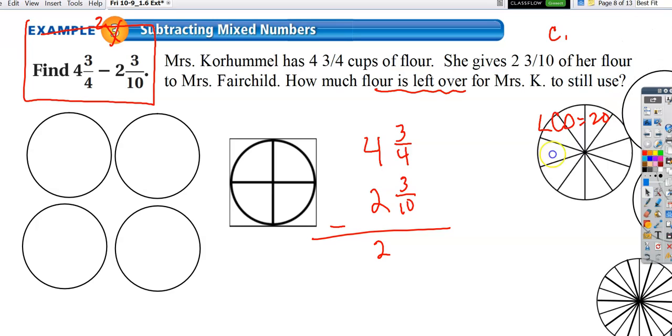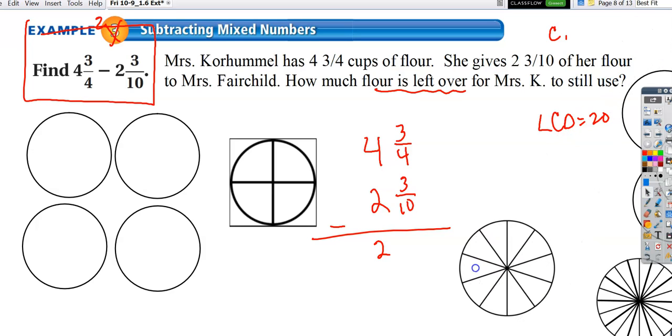And then I want you to see that these are tenths. So I'm trying to figure out what tenths is when I make it into 20ths. But first I'm going to highlight everything. So I'm going to highlight the 3/4. So here's my 3/4.